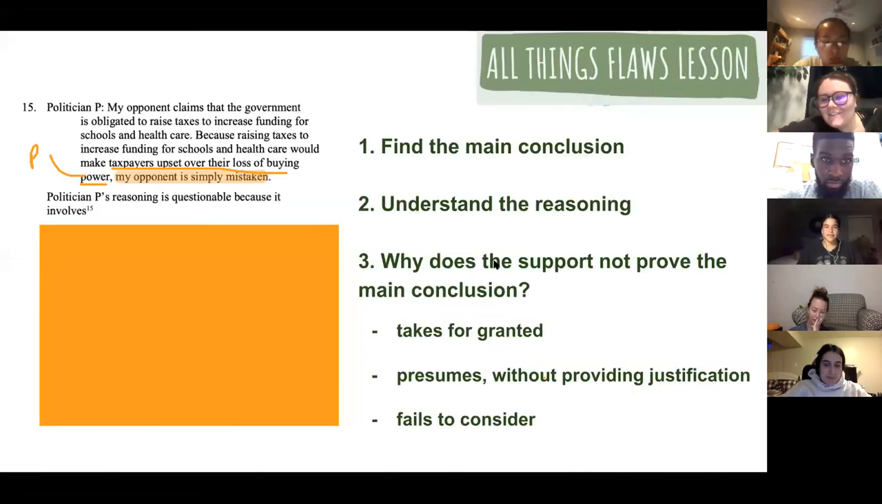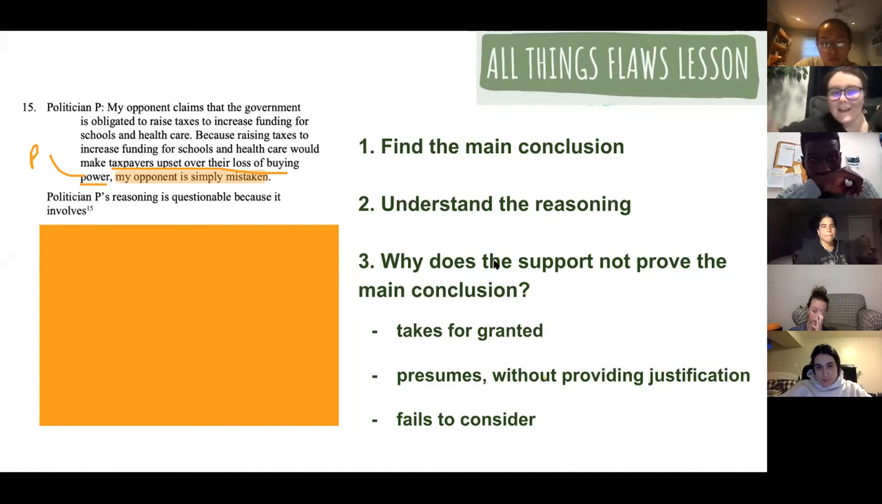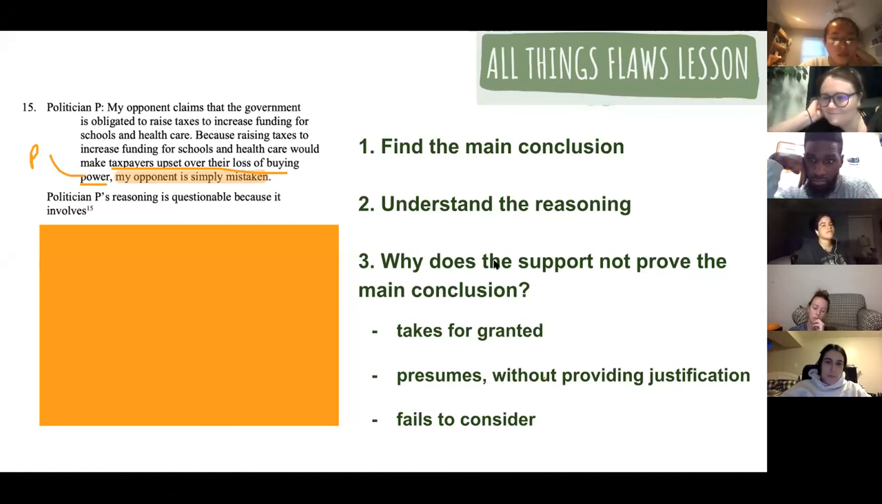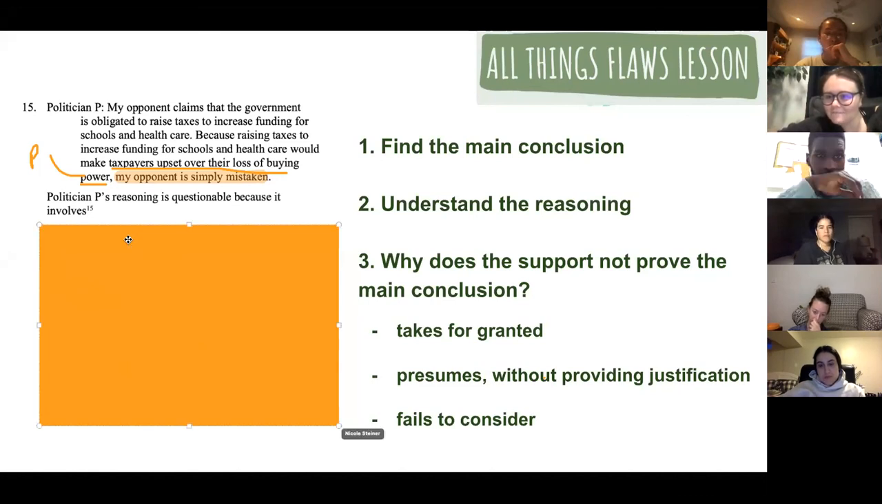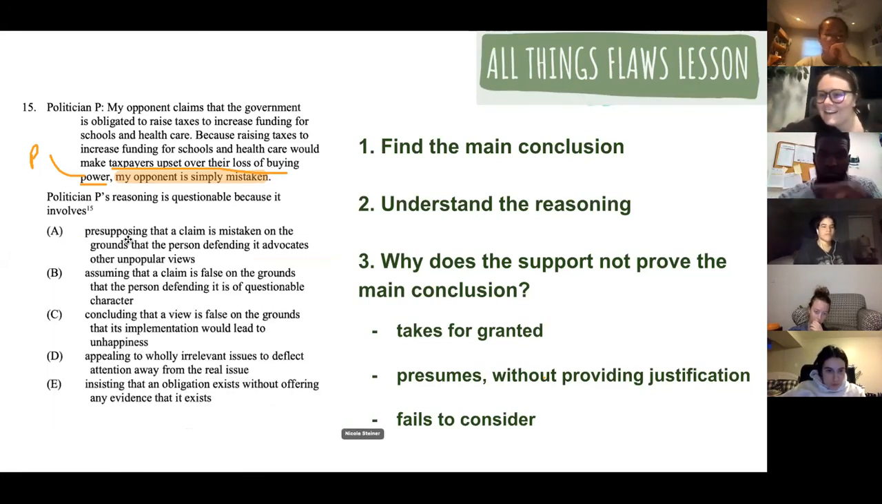She said it takes for granted that the government is not obligated to raise taxes because it would make taxpayers upset. Yes, we don't have to care what makes taxpayers upset. Just because we hurt someone's feelings, that doesn't mean the government doesn't have to do something. So we're putting way too much value on their feelings. Or we're assuming that taxpayers' feelings are more important than funding for schools and healthcare. Can we see those gaps there? All right, go ahead and try this one and put your answer in the chat.